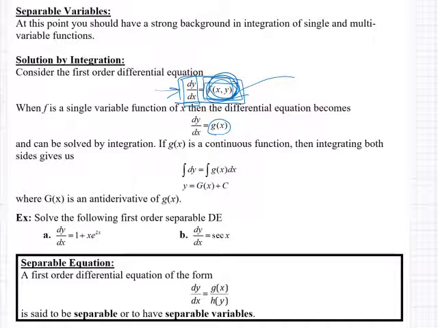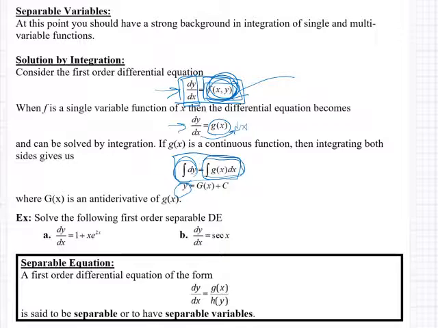Okay? So we have dy/dx equals g of x. Well, if I move this dx to the other side of the equation, and then I integrate both sides of that equation, I integrate the dy and I integrate g(x) dx. Looking at them individually, the integral of dy is the derivative of y, right? So the integral of the derivative of y would just give me y.